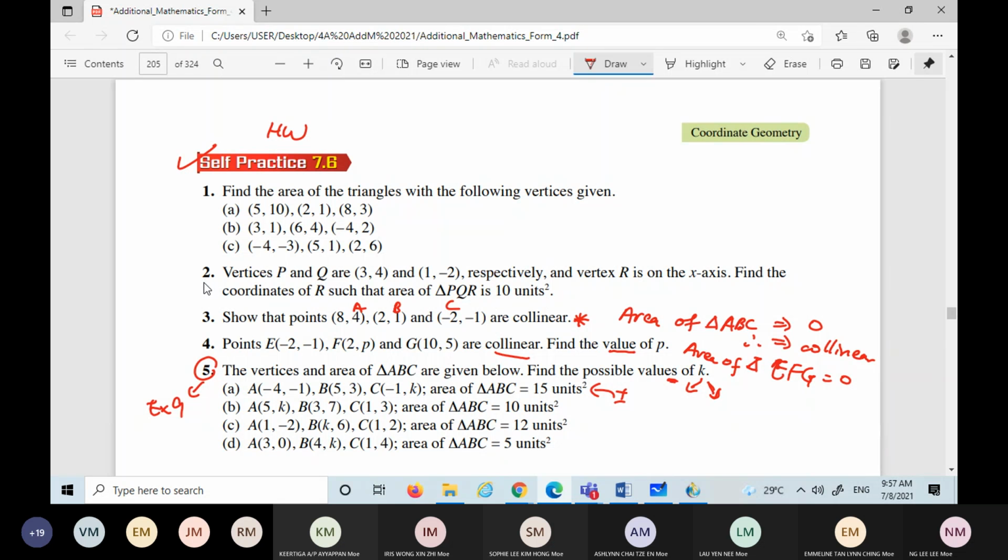Okay, this question number 2. They say the third point, the vertex R, is on the x-axis. Maybe point R can be here. So the y coordinate is 0. So you can put x and then 0 for coordinate R. Find the coordinates of R such that the area is 10.